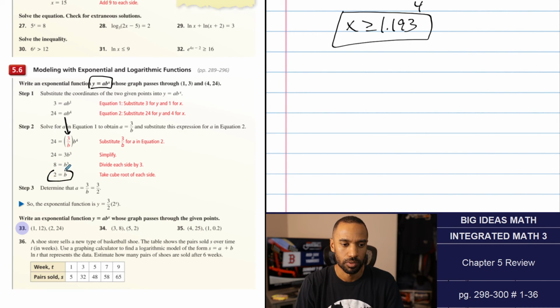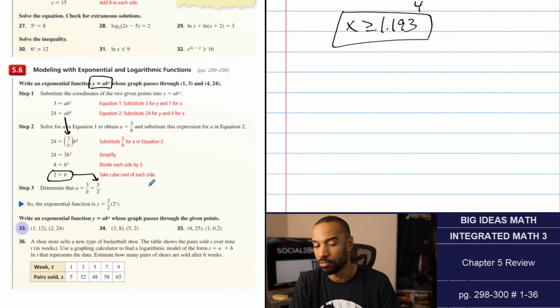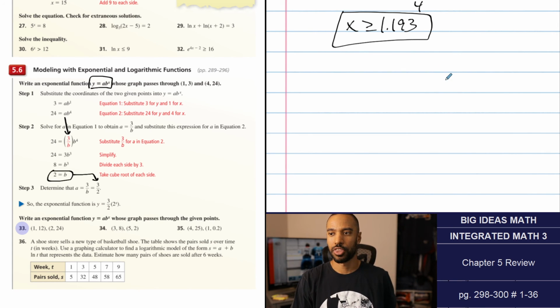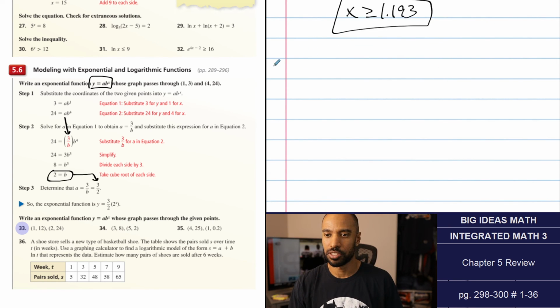B is 2. We already have an equation with a in it, which is 3 over b, and 3 over 2 should be your a value. Therefore, we can make a full equation of that. Y equals 3 halves times 2 to the x power, or 1.5 times 2 to the x power. And that's the result. Now, there are other things I could say on it with regard to logic of this, if this process doesn't make sense.